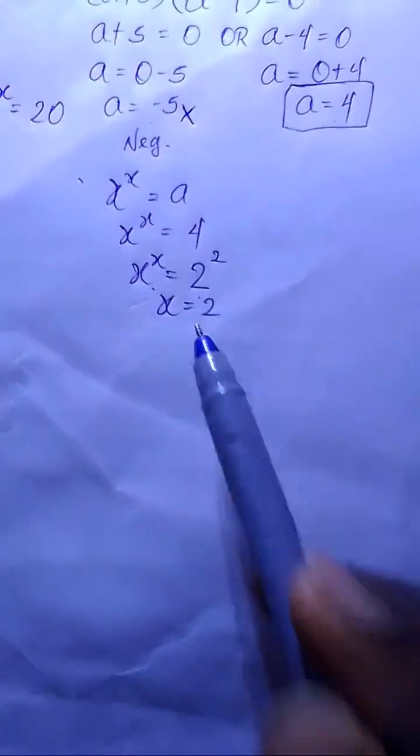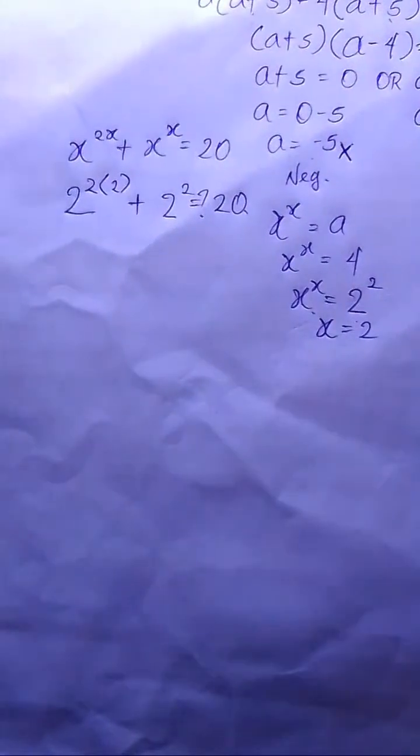This is the question. The question says x raised to the power of 2x, plus x raised to the power of x equals 20. That's what the question says. And we found out that x here is 2, right? So let's put 2 there. 2 raised to the power of 2x, x is 2, right? Plus 2 raised to the power of 2 equals 20. Does it give us 20? So from here, 2 raised to the power of 2 times 2 gives us 4, right? Plus 2 raised to the power of 2 equals 20. Does it give us 20?